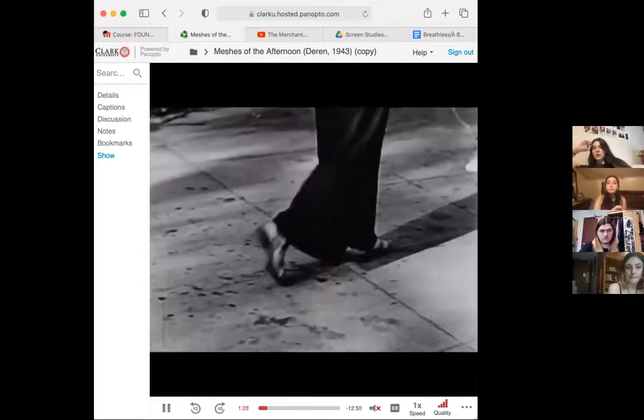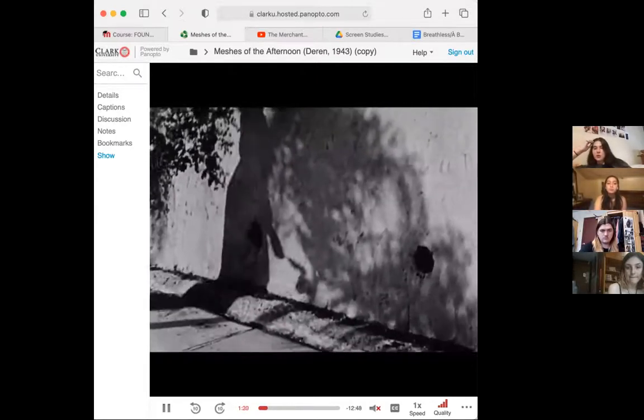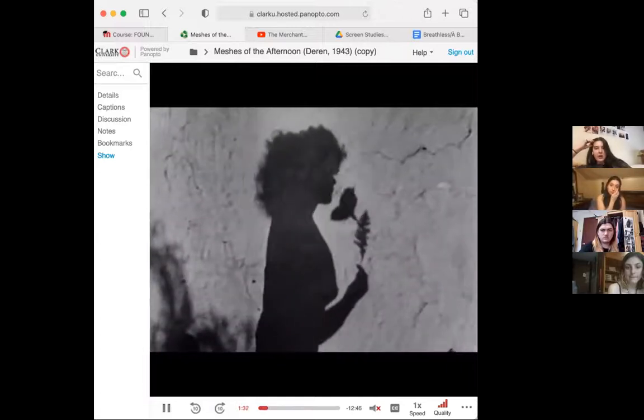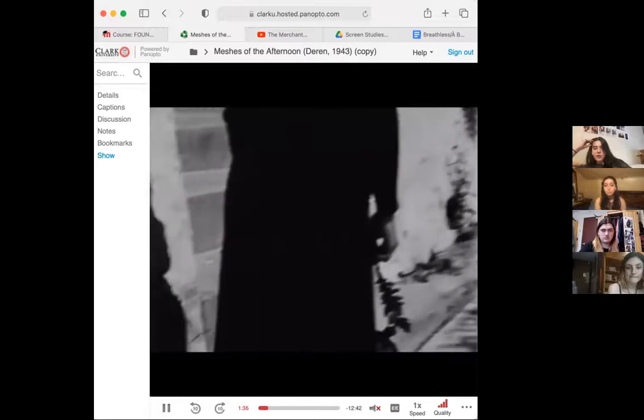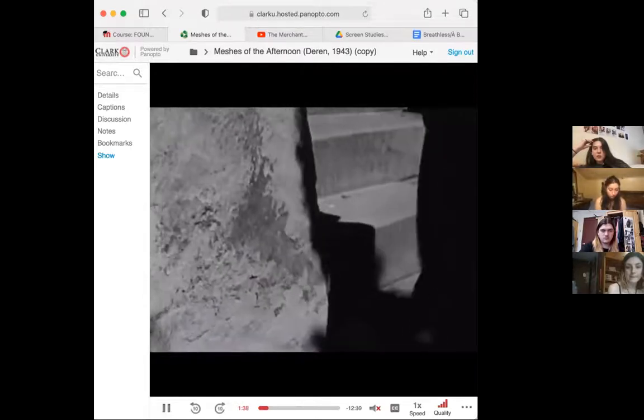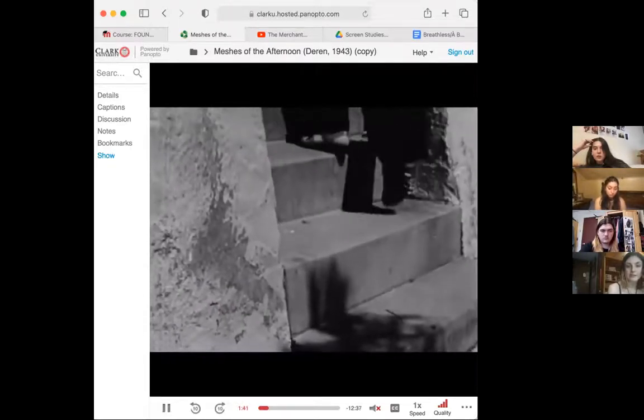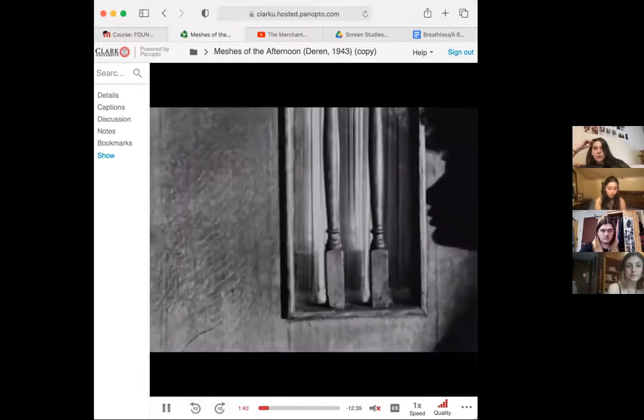Also, very much like Breathless, the cuts are very jumpy. There's no connecting between some actions. I don't know if anybody else noticed that. Mm-hmm. Yeah. There definitely are similarities.